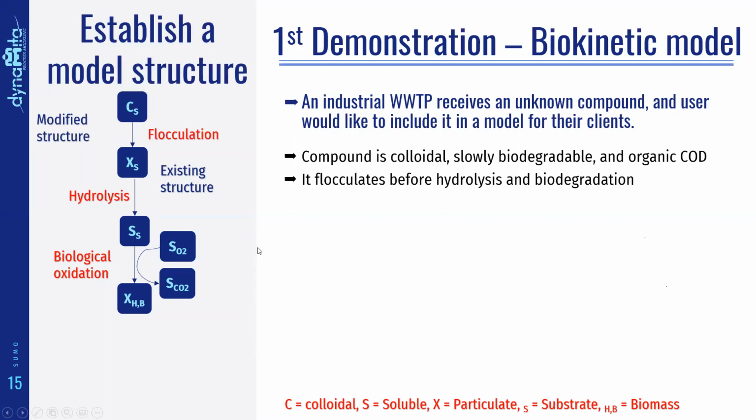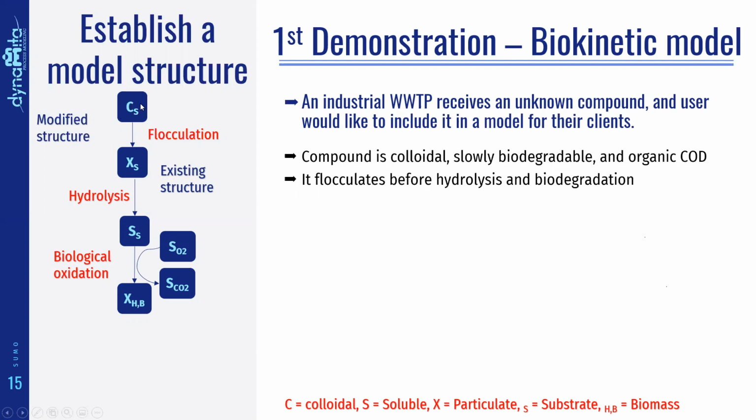So the first thing you would do is try to characterize the compound which is coming in. In this example, let's assume it's a colloidal material, it's slowly biodegradable, and it's organic in nature. Based on our understanding of looking at the data and talking to the client, we have identified that this colloidal material first gets flocculated, and then it gets hydrolyzed and biodegraded. So what we have to do is, first we have to establish a model structure. On the left-hand side, this is the modification we are looking to do.